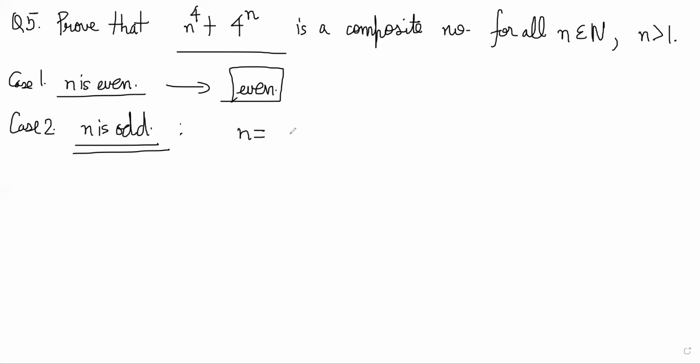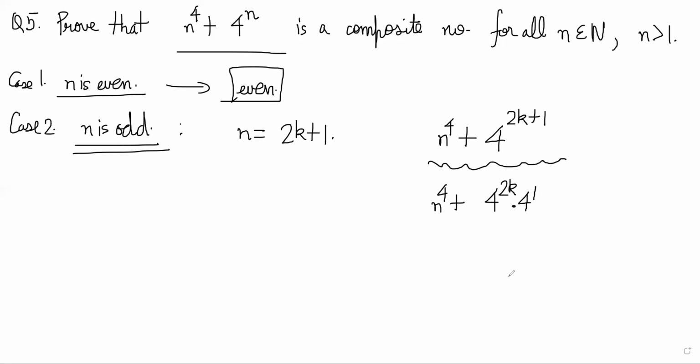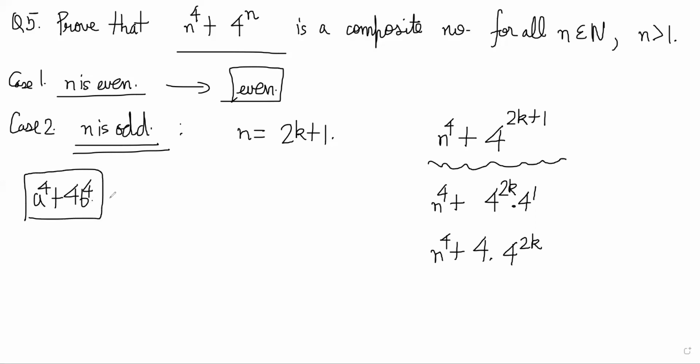So if n is odd, n can be written as 2k plus 1, right? So you have n power 4 plus 4 power n, and this n can be written as 2k plus 1, right? And now you will use Sophie-Germain here. How will we use that? You will say n power 4 plus 4 power 2k multiplied by 4 power 1, right? So n power 4 plus 4 times 4 power 2k. And Sophie-Germain was a power 4 plus 4 b power 4, right? This was factorized.